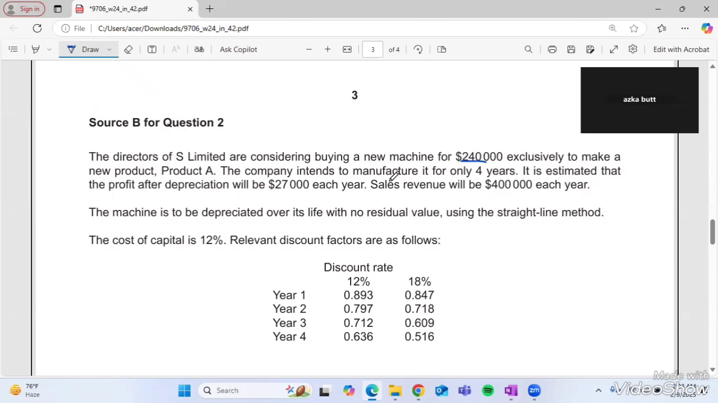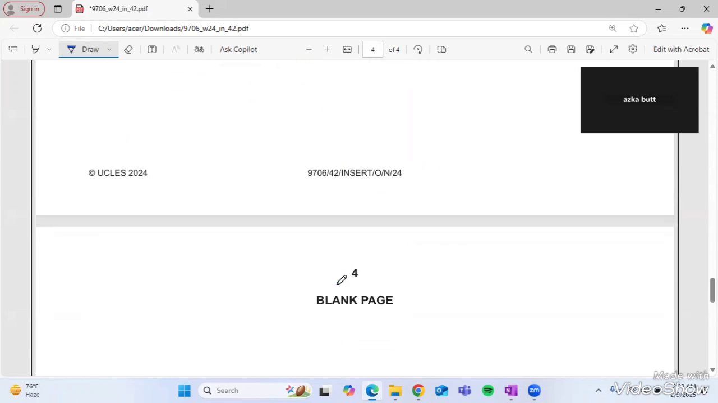For Product A, the company intends to manufacture it for only 4 years, and it is estimated that the profit after depreciation will be $27,000 each year. Sales revenue will be $400,000 each year. The machine is to be depreciated over its life with no residual value using the straight line method. Cost of capital is 12%. Relevant discount factors are as follows. We have two discount factors, at 18% and 12%, for 4 years.